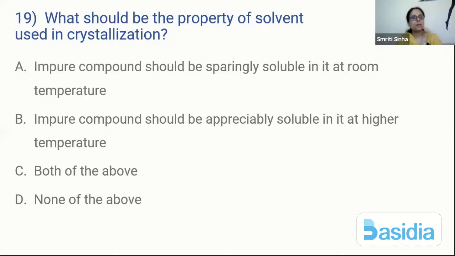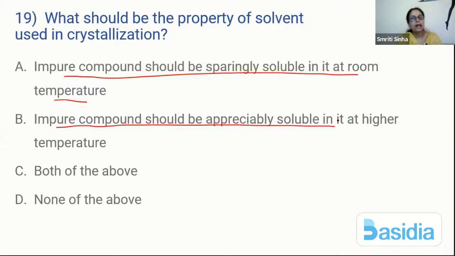Next, what should be the property of the solvent used in crystallization? First, the impure compound should be sparingly soluble in it at room temperature, correct? So for crystallization, you know that the solid which you need to purify should dissolve very little in the solvent at room temperature, but it should dissolve completely in that solvent at higher temperature. That means both the statements are correct, and therefore answer C is correct, both of the above.